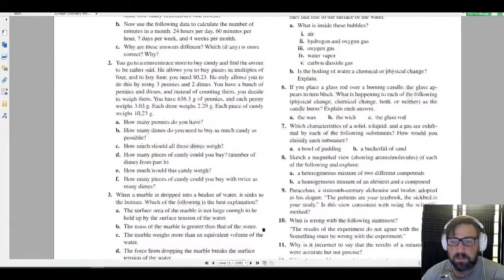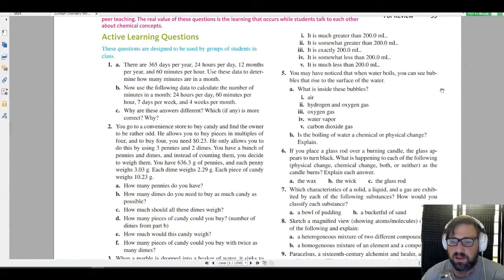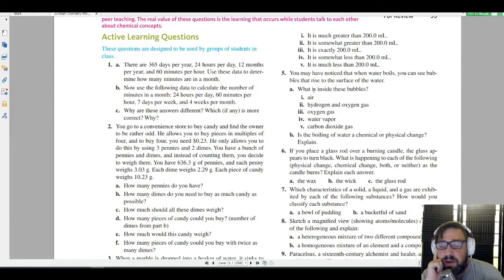This is one that I found that was interesting. This is going to be more for pre-AP people, but if you are AP, then this should be a good reminder. Okay, so number 5 here. You may have noticed that when water boils, you see bubbles that rise to the surface of the water. I think we've all seen water boil. What is inside of these bubbles? Air, hydrogen and oxygen gas, water vapor, carbon dioxide gas.